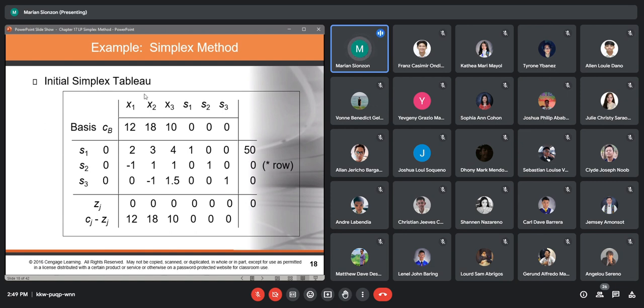This is your replacing row, okay? Or your asterisk row. What is their intersection? 1. The intersection is 1, right? You call 1 your pivot number.